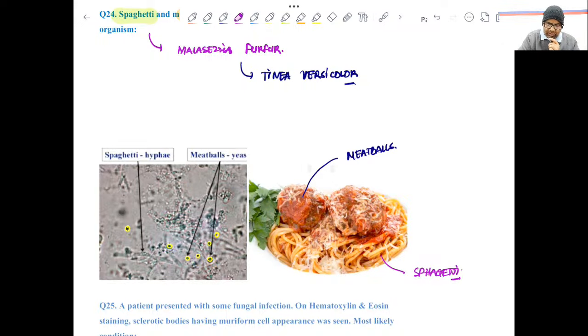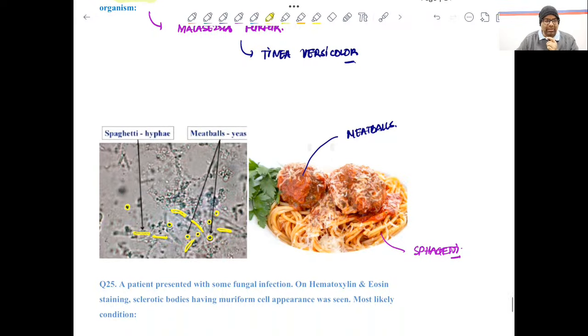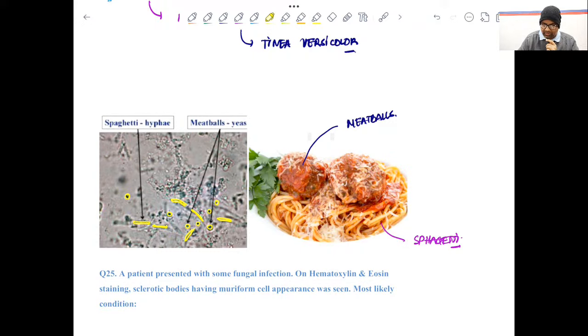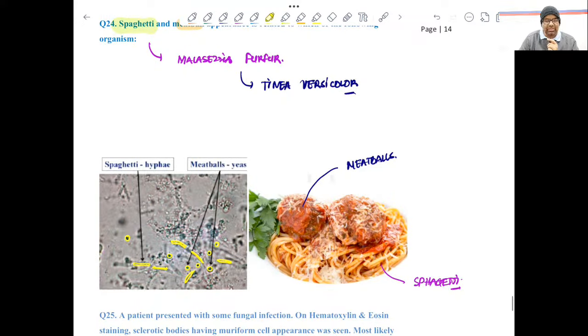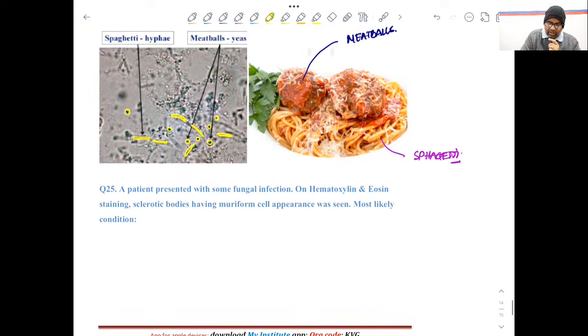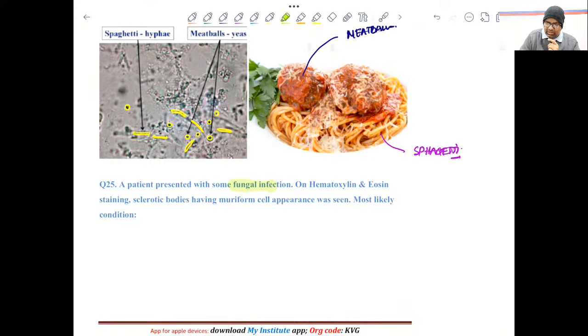Clear? And the spaghetti is these like these all here, something like this. Okay, so this is how you will see spaghetti and meatball appearance. Clear? So this is the classical picture of pityriasis versicolor, and the causative agent is Malassezia furfur. Then moving forward, a patient was having some fungal infection, and when staining was done, there were sclerotic bodies which were having muriform cell appearance.